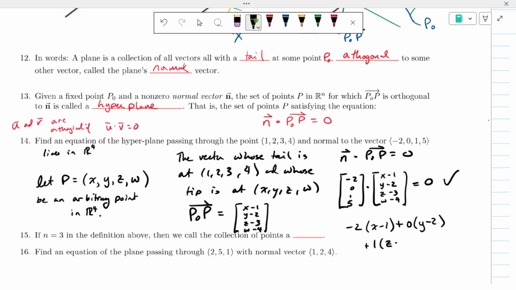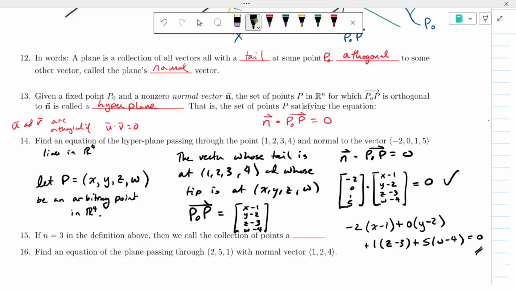1 times z minus 3. And then we add that to 5 times w minus 4. That's how we would perform this dot product on the left here, and we want to force it to be 0. So this is another form of the equation of this hyperplane.